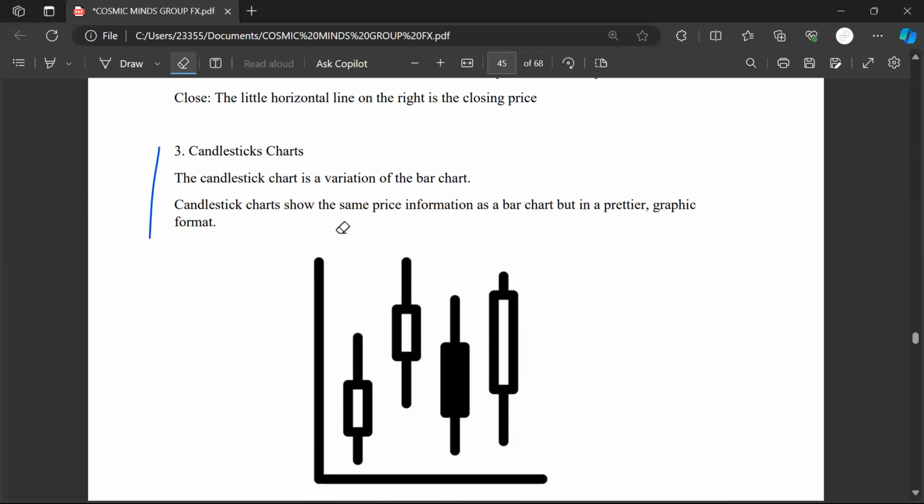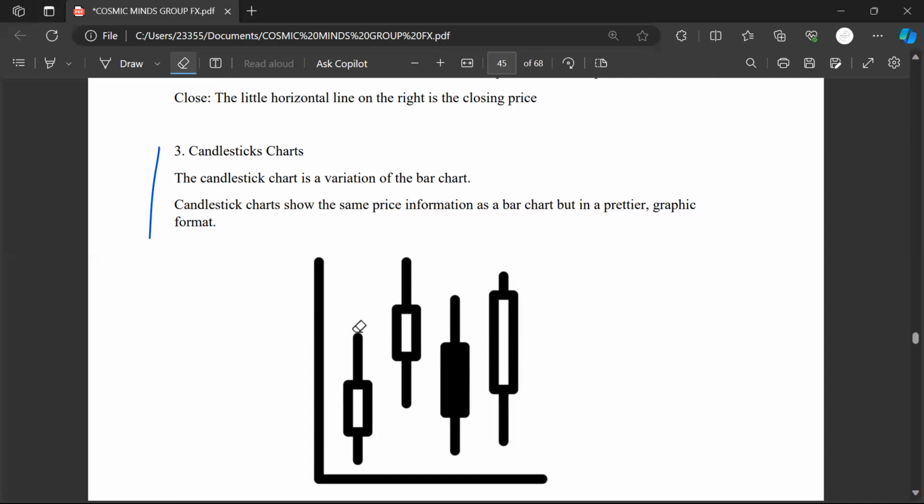The candlestick chart shows the same price information as a bar chart, but in a prettier and more graphical format. This is much better than the line and bar charts. The candle has the wick down and up, and then the body. So one of them is what? A candlestick. A number of candlesticks form on the chart to show the general movement of the market. That is why you see them combined. But one is what is called a candlestick. So this is how it looks.